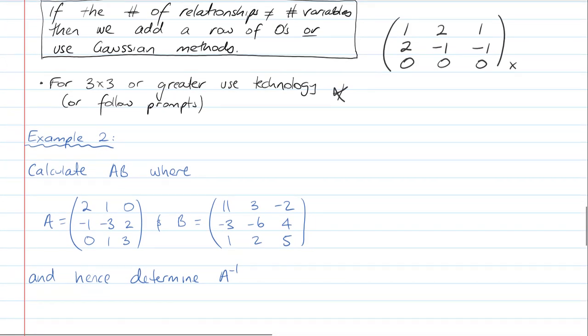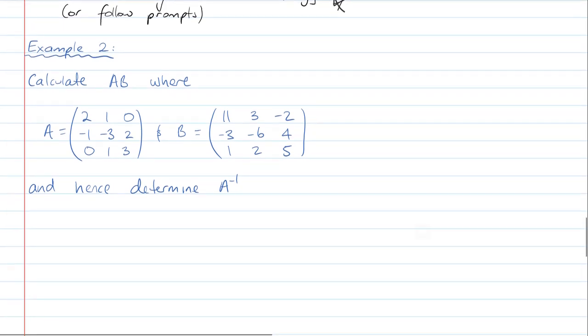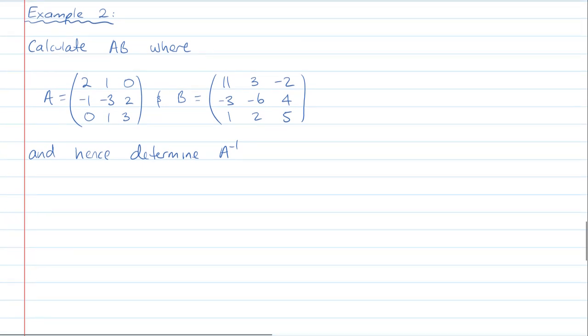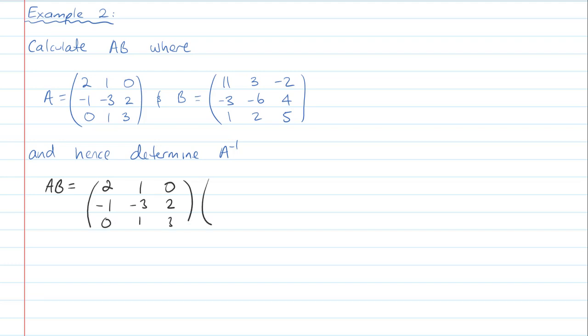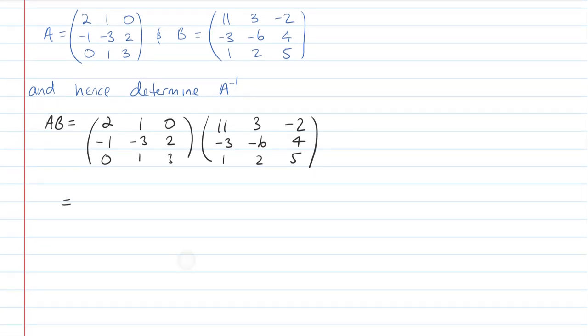So let's have a look at example 2. Calculate AB where A and B equal this. So we're going to practice our multiplication and then hence determine A inverse. This is interesting, and I suspect I know where this is going. I can't remember this example, but AB is equal to 2, 1, 0, -1, -3, 2, 0, 1, 3, times 11, 3, -2, -3, -6, 4, 1, 2, 5, and remember we're doing first row by first column.